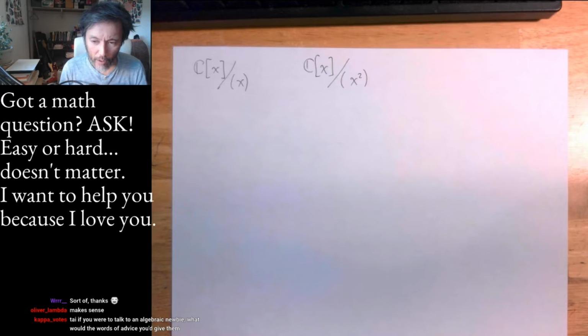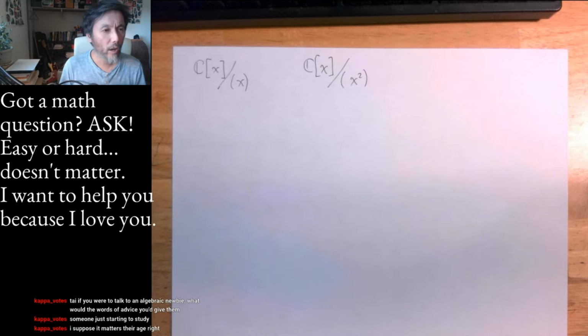If I was to talk to an algebraic newbie, what words of advice would I give them? What is the context here? When we say algebraic newbie, are we talking about a 10-year-old? Or are we talking about like a math major? What are we talking about?